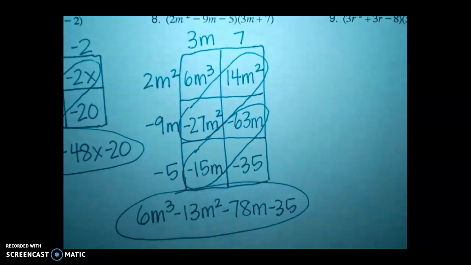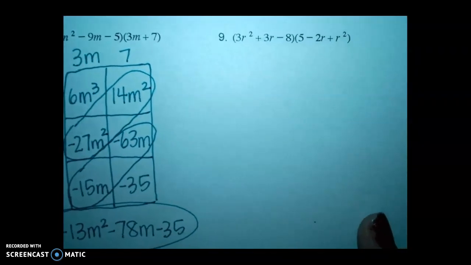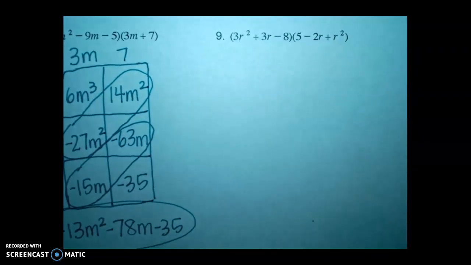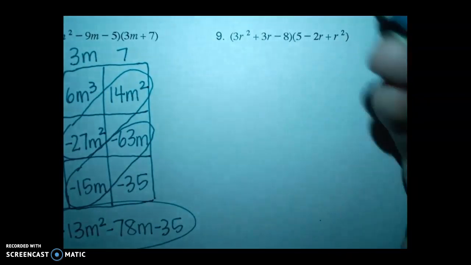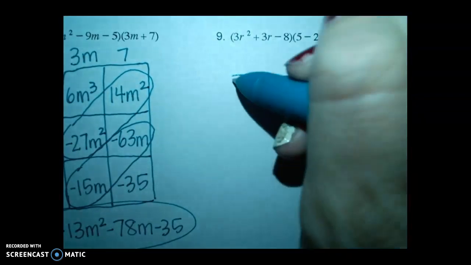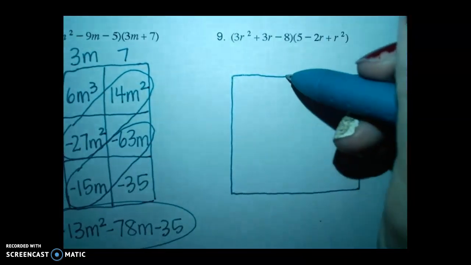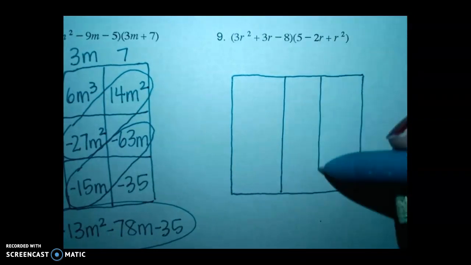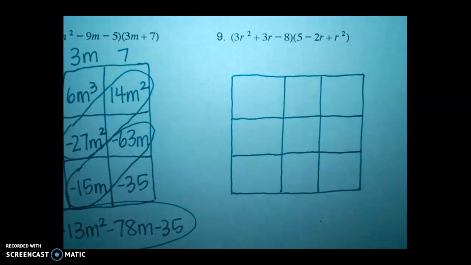Okay. Our very last one is our biggest one. You can go ahead and push pause and try it on your own if you want, but what I see right off the bat is it's a trinomial multiplied by another trinomial. So we're going to need a very big box here. It's going to be a 3 by 3. In order to do a trinomial, you need 3 columns and 3 rows. A trinomial multiplied by another trinomial.